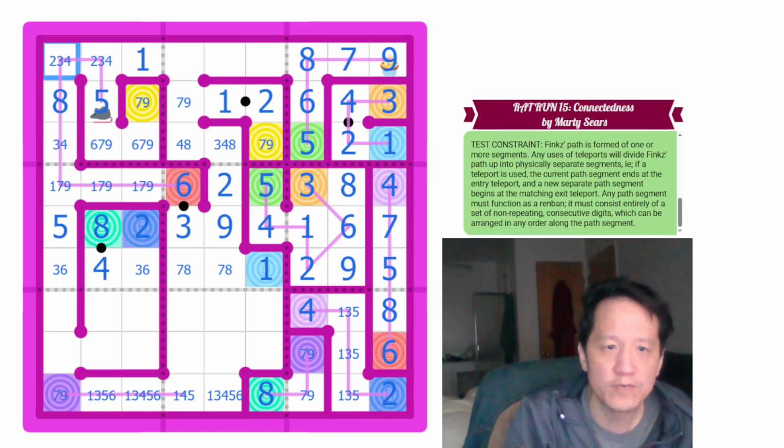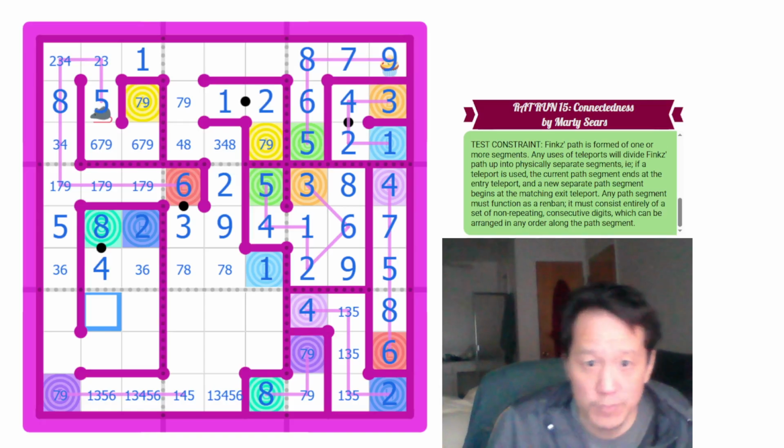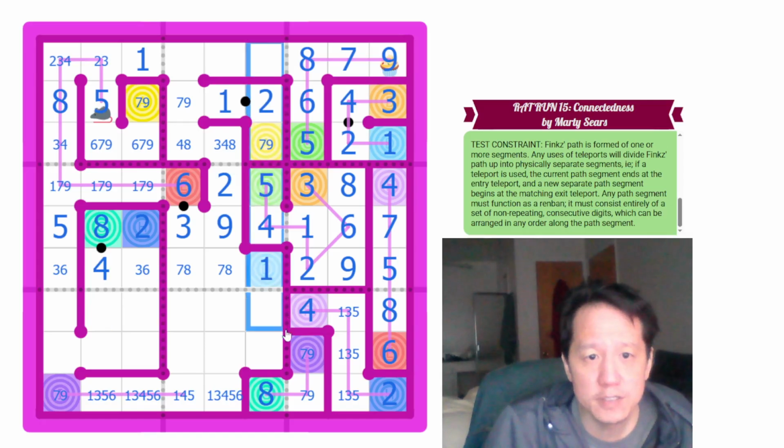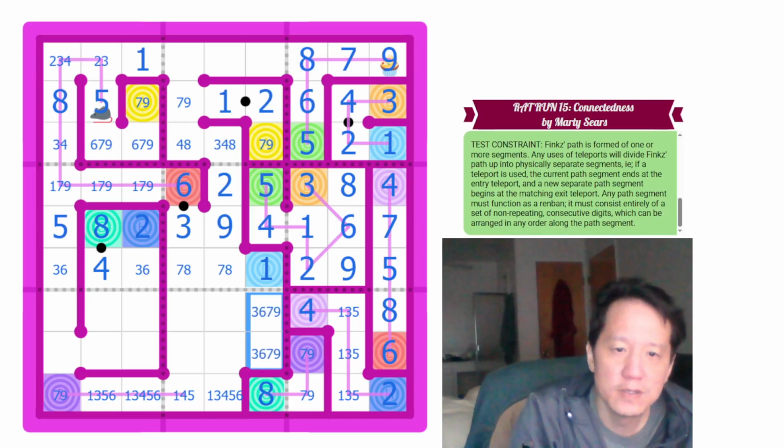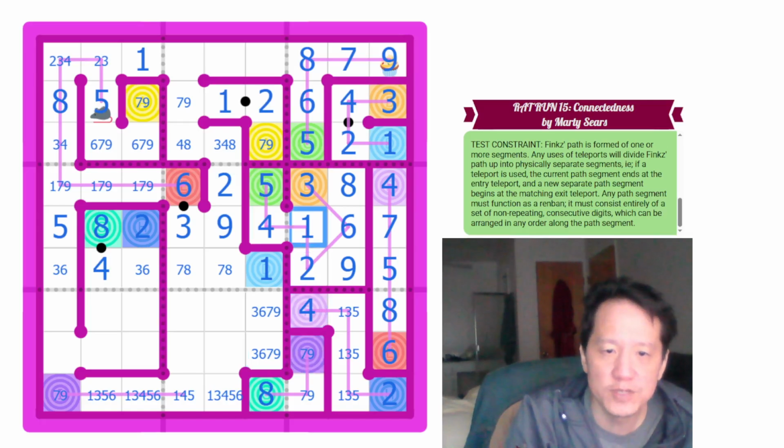What else do we have? This can't be 4. Remaining digits in column 6 are 3, 6, 7, 9. Well, this sees both different 7-9s because it sees the yellow one and it sees the purple one. So this can't be 7 or 9. This can't be 7 or 9. So this must be 3 or 6 because 7 and 9 are here.